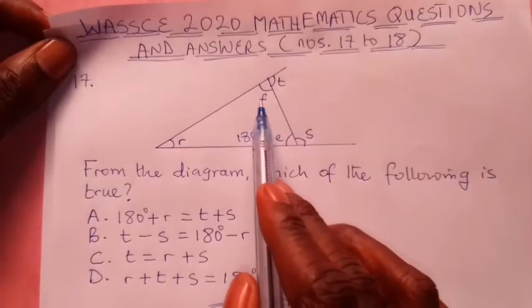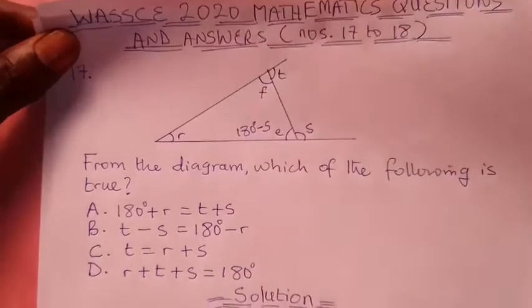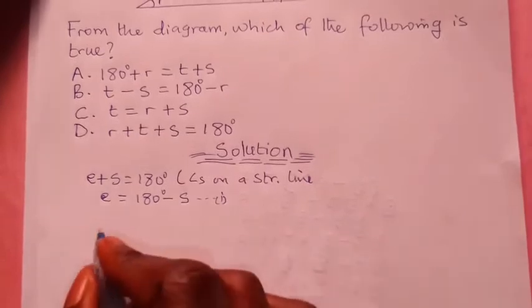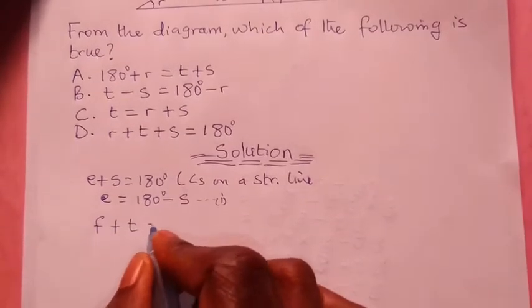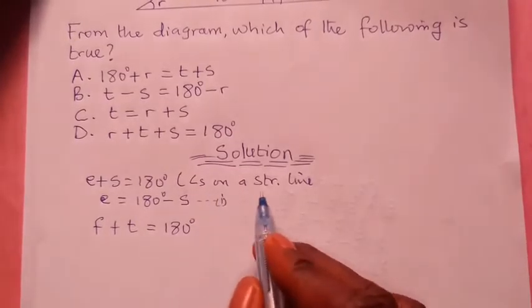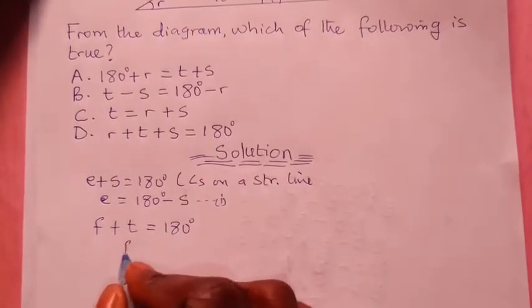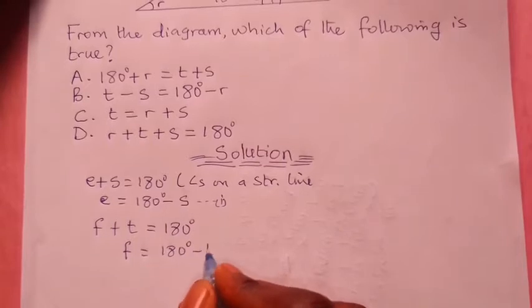We do the same thing for F and T because both of them are on the same straight line. So we can say that F plus T is equal to what? 180 degrees. That is the same reason, okay? Angles on a straight line. So from here we can get our F to become 180 degrees minus T.